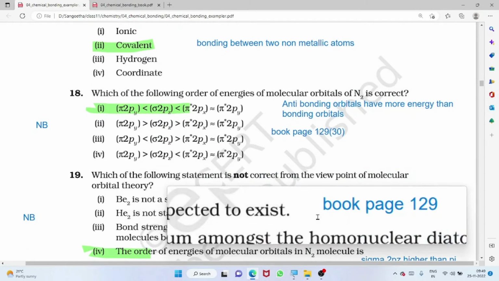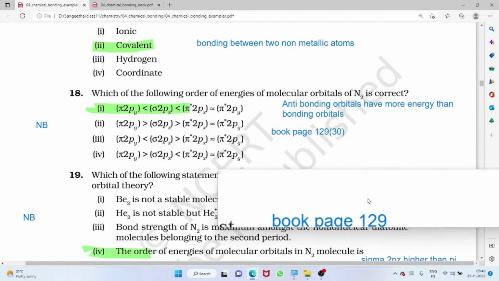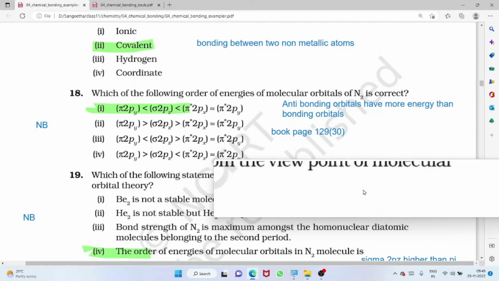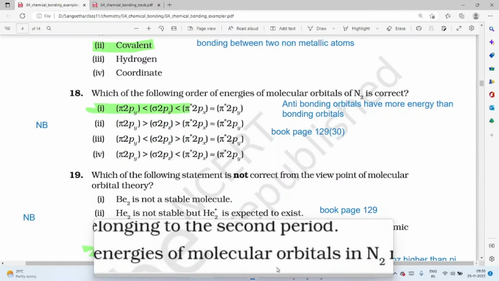Which of the following orders of energies of the molecular orbitals of N2 is correct? Here this is different from oxygen. I already showed you in the book the difference between the nitrogen and oxygen energy levels. For nitrogen, I will show you.